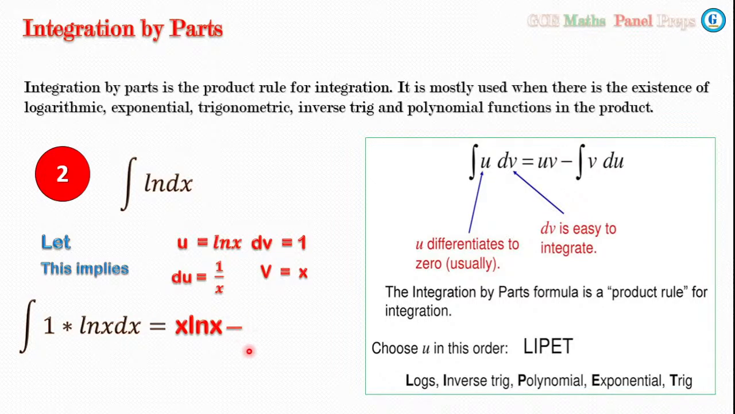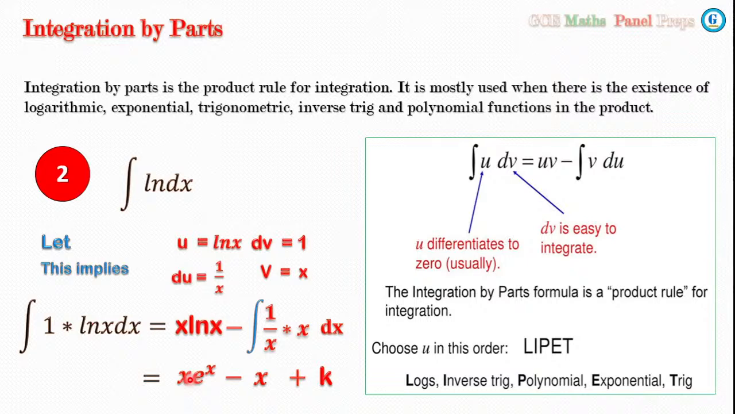minus the integral of v du. Our v is x, and this is our du. So this x will cancel out with this one, and we'll just be left with the integral of 1, which is x. So this integral finally gives us x ln x minus x plus a constant of integration.